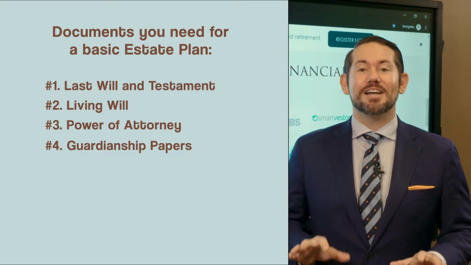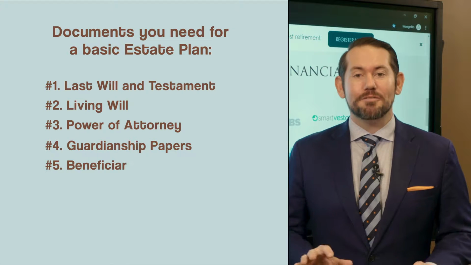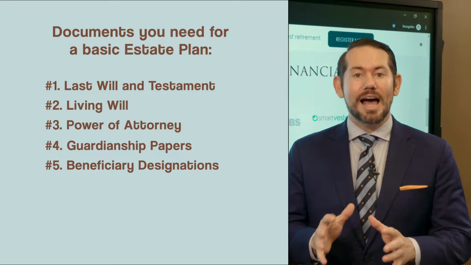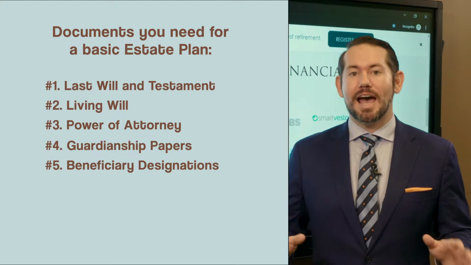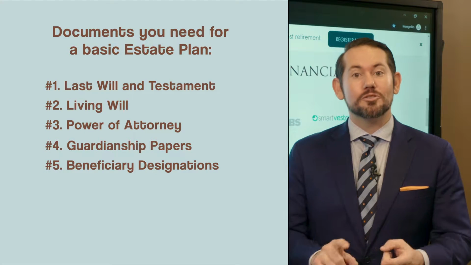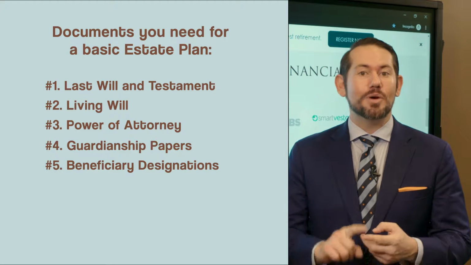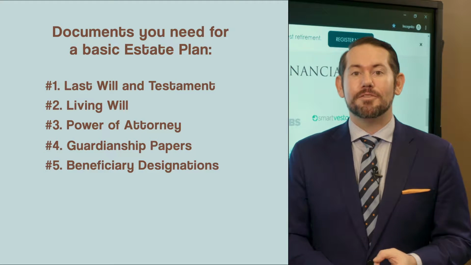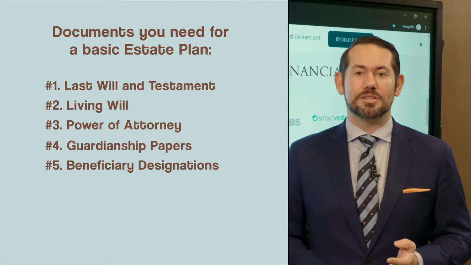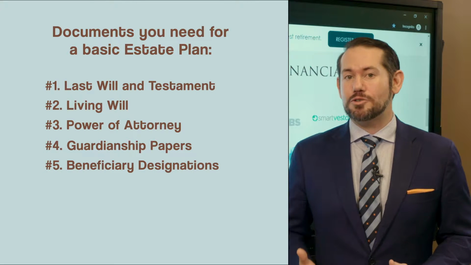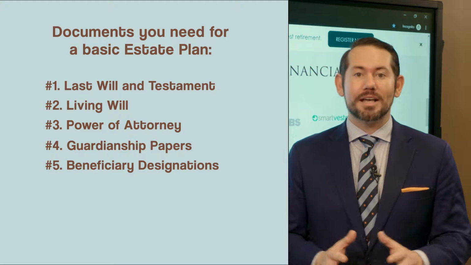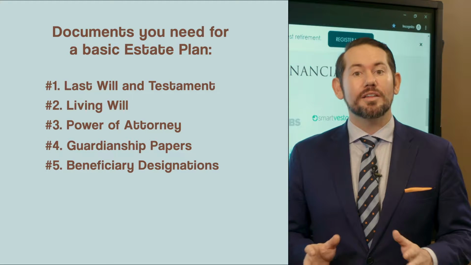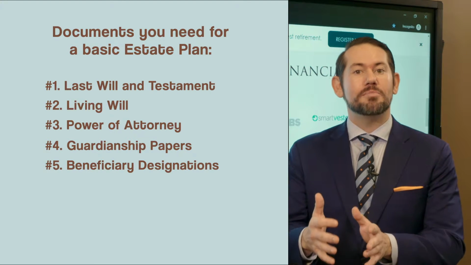The next document you need are beneficiary designations. So the last will and testament only covers assets that do not already have a beneficiary designation. So your retirement account at work, if you have any IRAs, if you have any life insurance policies or annuity policies, all these documents have beneficiary designations and they will bypass the will. They'll bypass any trust that you have as well, and they will go directly to whom you've named the beneficiary.